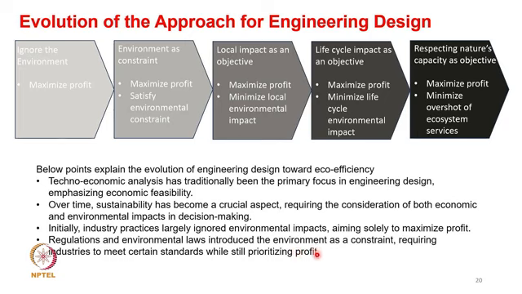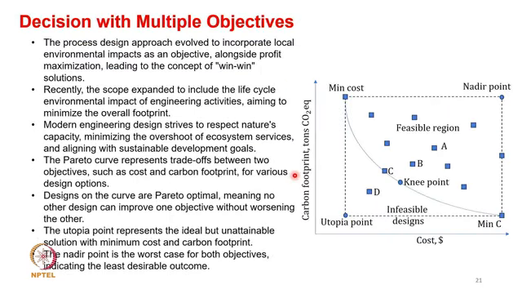Once regulations are introduced, it becomes a constraint, and the production unit has to meet certain standards while still prioritizing the profit. And when you have such multiple objectives, what do you do? The process design approach typically involves incorporating local environmental impacts as an objective along with profit maximization, leading to the concept of a win-win solution.